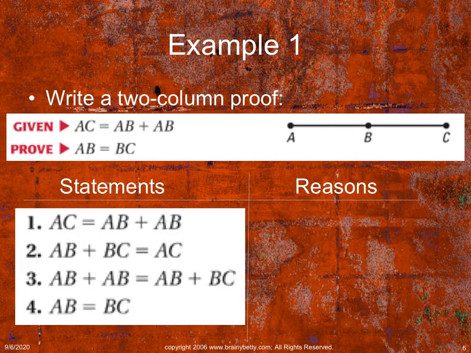Here's our first example. It's asking us to write a 2-column proof. Now notice this time our given information isn't something that we have to pull off the diagram. It's a statement here, and it's AC equals AB plus AB. So they've already written the statements for us. All we need to do is provide the reasons now. And number 1, that is our given.